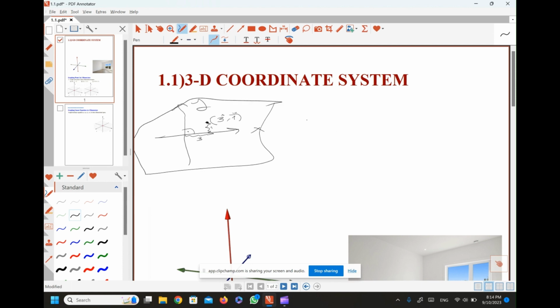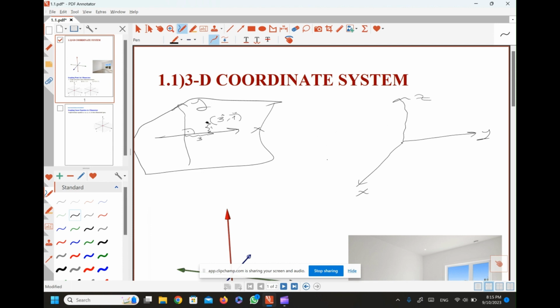What you're going to learn today is 3D coordinate system, which we have one additional axis. We have x-axis, we have y-axis, and we have one more axis, z-axis. So this is how your 3D coordinate system looks like. This is your y-axis, this is your x-axis, and this is your z-axis. And they're all perpendicular to each other.